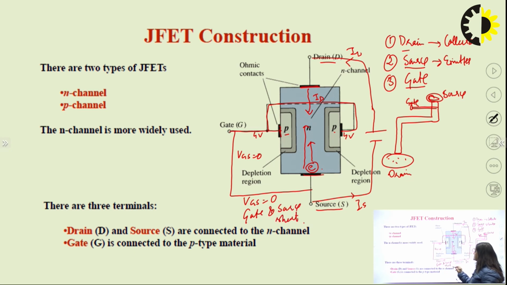Both things are the same. So we can say that VGS is short circuited, or we can say VGS is 0. We will see the flow of current ID with the change in drain to source voltage, by keeping different voltages of VGS, by keeping VGS at 0 potential or at minus 1, minus 2, minus 3, at different potentials.